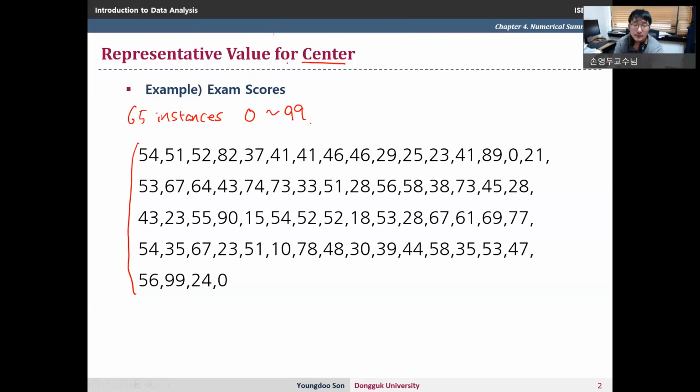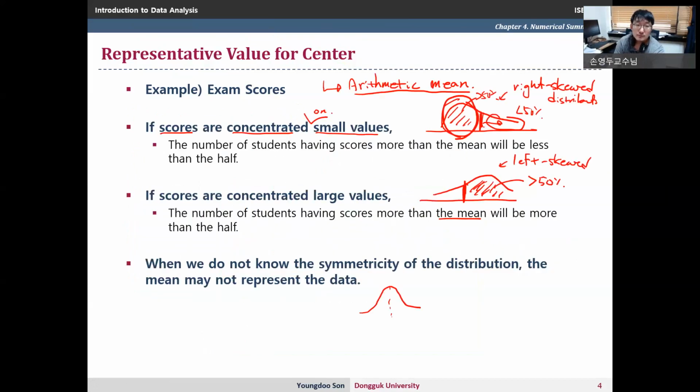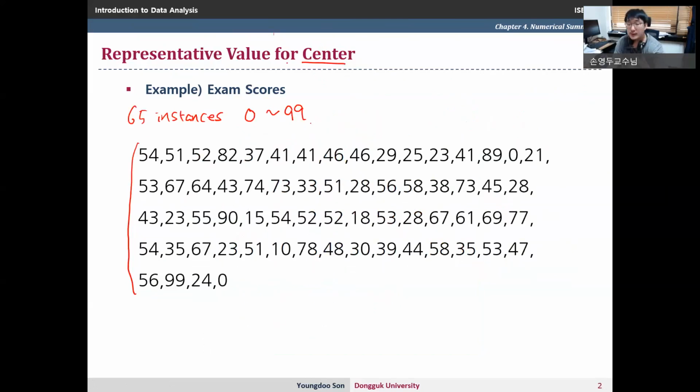The simplest and most naive choice of the representative value for this center is the arithmetic mean. And we can easily calculate the arithmetic mean by summing all of these values and dividing it by 65, the number of instances.